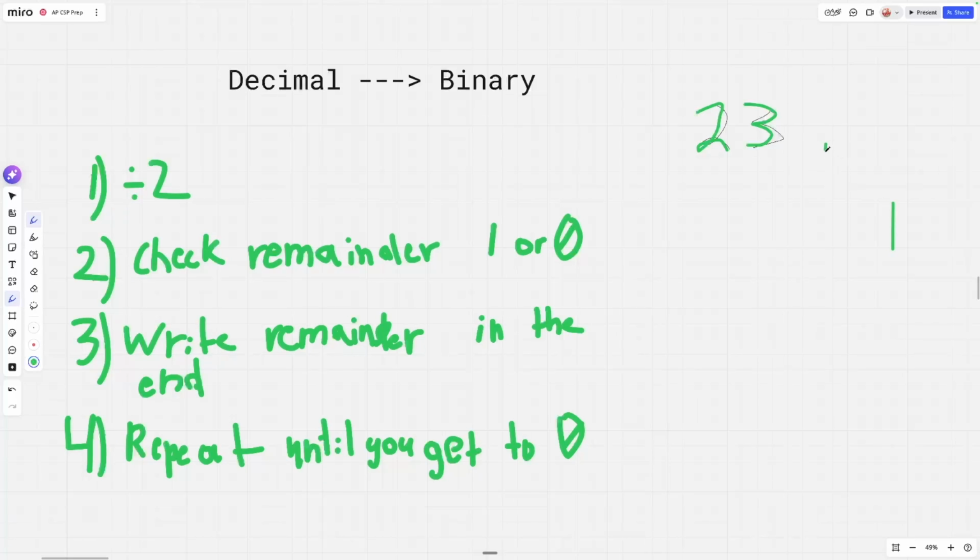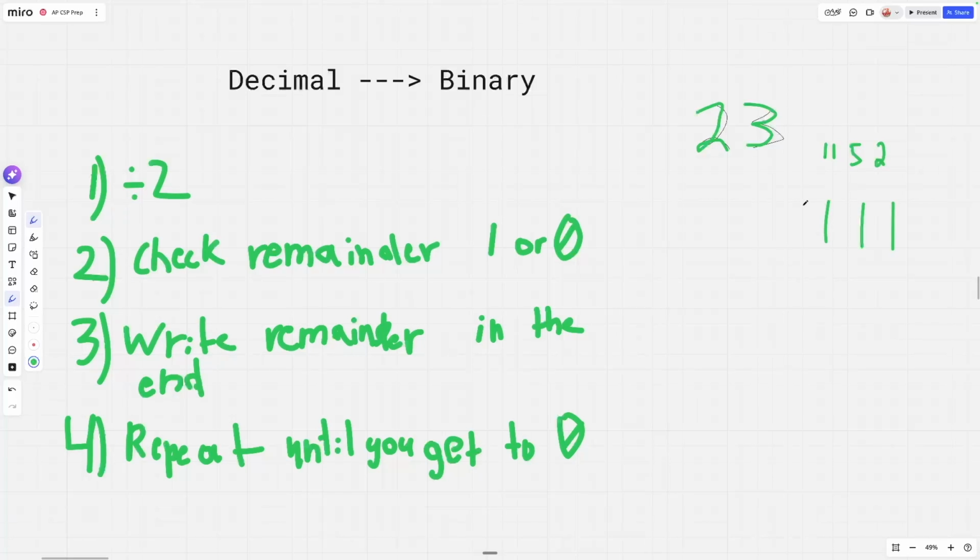And keep in mind we have 11 right now. Now we divide 11 by 2. We get 5, remainder of 1. So write 1 again. And then divide 5 by 2. We get 2, remainder of 1. So you put 1. Then we have 2.